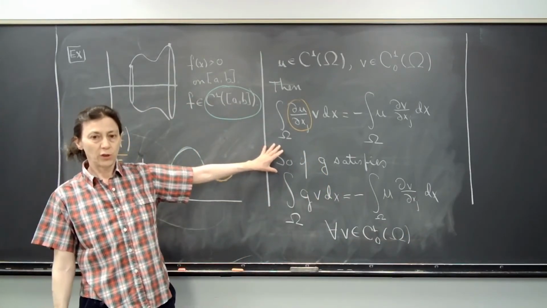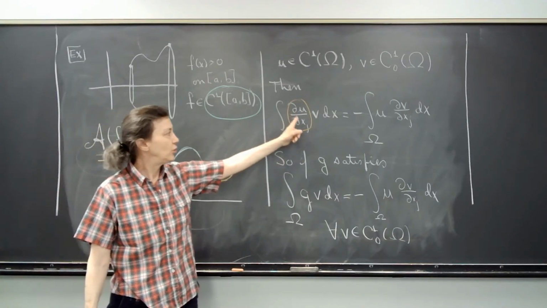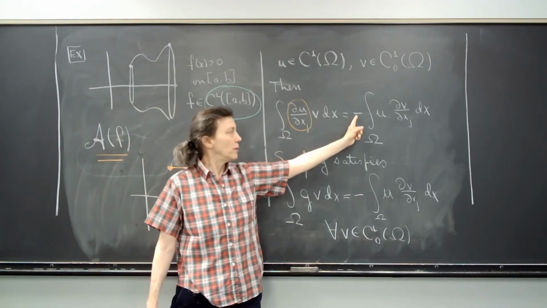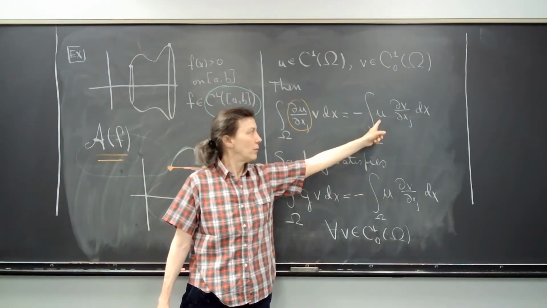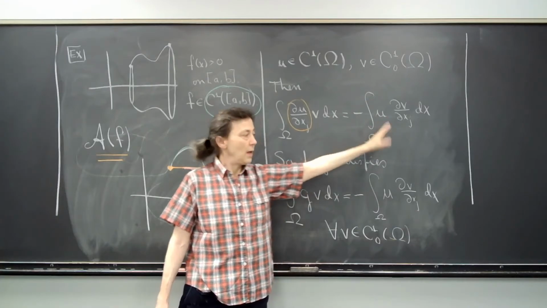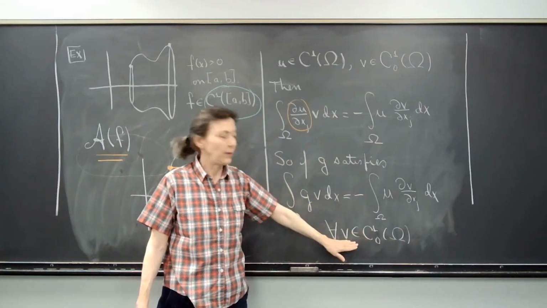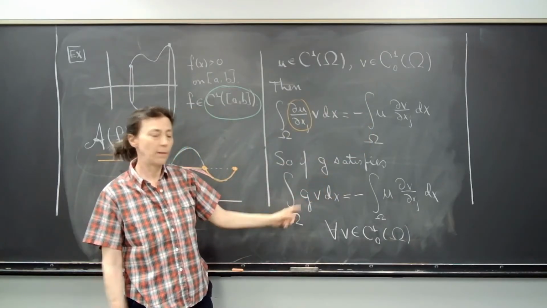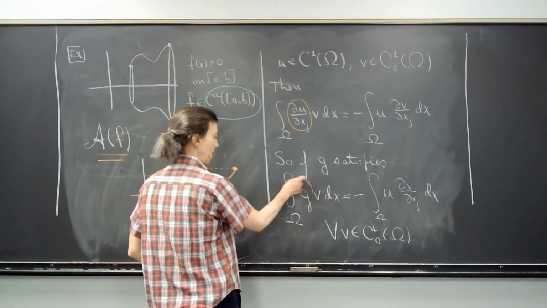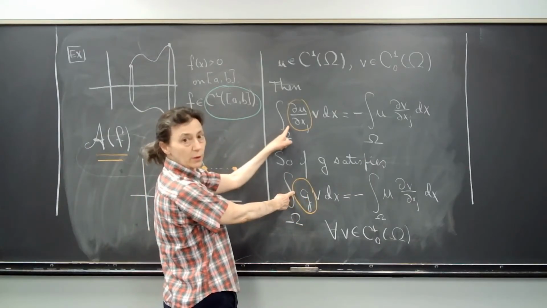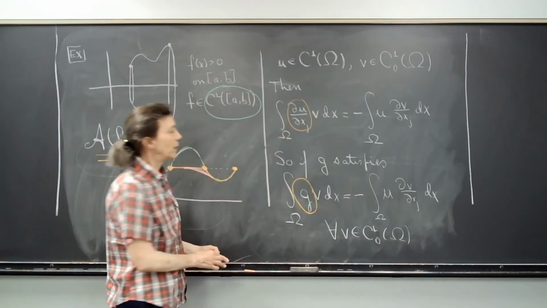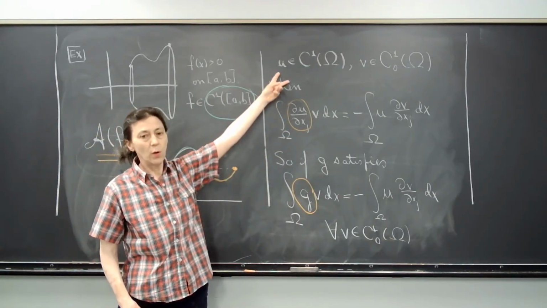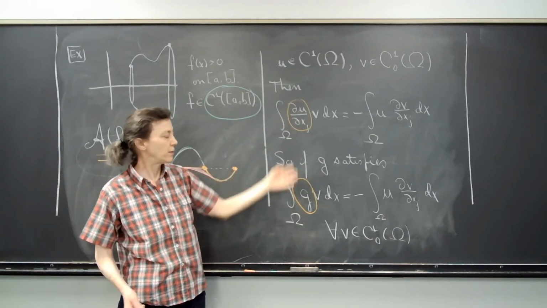If you can find a function G that has this property, that G times V equals minus the derivative of the integral of U times dv dx, and if that holds for all such V, then you call G the weak derivative. If U is actually C1, then G is the derivative.